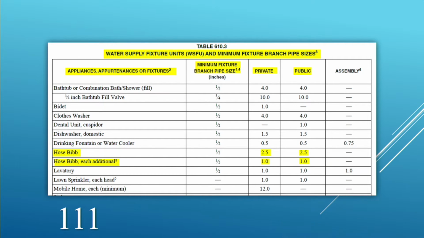And then assembly, we'd only use the assembly column if we were in some kind of a football stadium or a basketball arena or something like that, right? Where everybody's going to be hitting the water facilities at the same time. So again, according to this table, the bathtub or combination bath shower fill, I need at least a 1/2 inch pipe feeding it. That's the next column.